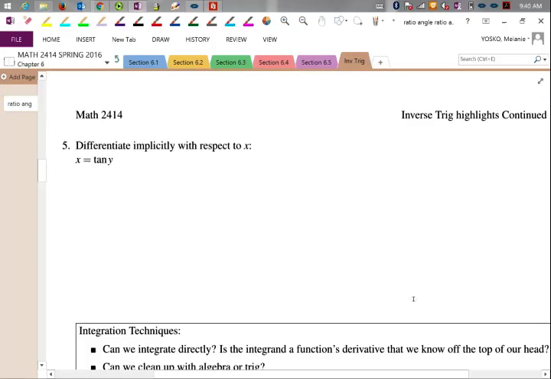Okay, so I'm sure you did this also when you did implicit differentiation in Cal 1, but let's just go over it again. If I want to differentiate implicitly with respect to x, x equals tangent y, left-hand side becomes what when I take a derivative with respect to x? The derivative of x with respect to x. 1. Oh my goodness.